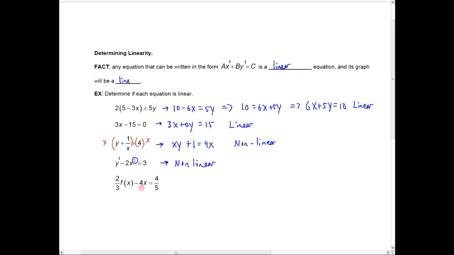Okay, and the last one here, this would be 2/3. Remember, f of x is just a fancy way of saying y. 2/3 y minus 4x equals 4/5. So even if you have fractions, even if you use f of x instead of y, you can see I still have like an a times an x, negative 4x, plus a b times a y equals a c. So this ends up being linear.